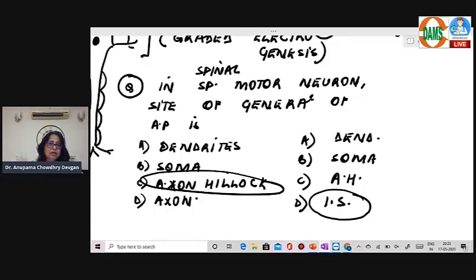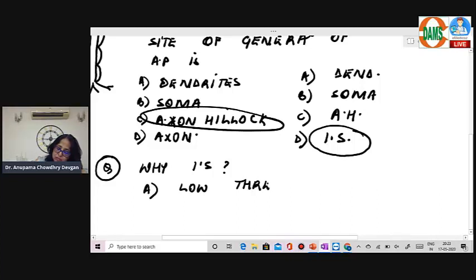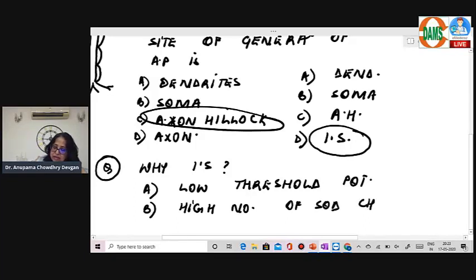So in a spinal motor neuron, the site of generation of an action potential is going to be the axon hillock. And if both are given, axon hillock and initial segment, the better answer is the initial segment. Now the next question is, why the initial segment? Is it because it has a low threshold potential, or because it has a high number of sodium channels per unit area?